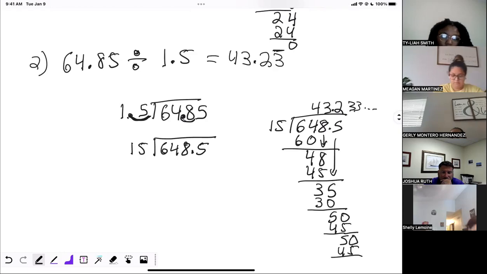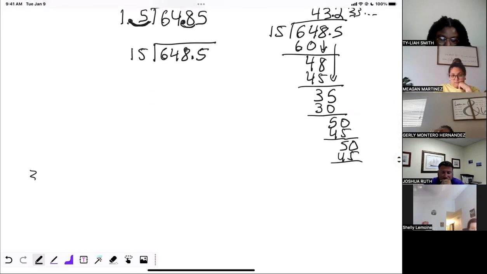Now, again, it depends on the directions. I could have said, or could say, round to the nearest hundredth or round to the nearest tenth. So you really have to look at the directions too. I just did the exact answer and kept going till it's 33333. But you want to look at the directions too. Directions will tell you how to do your answer. All right, let's look at another one.